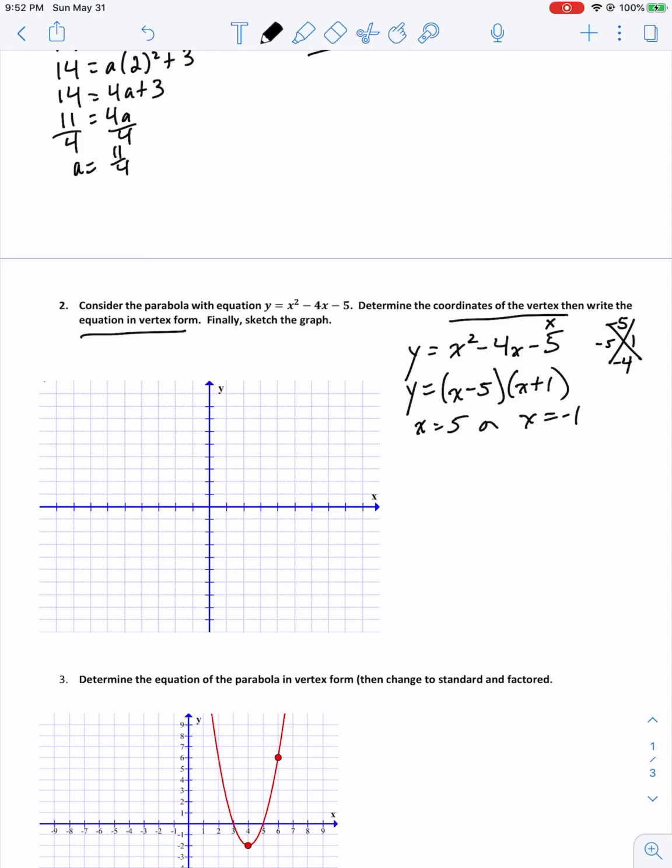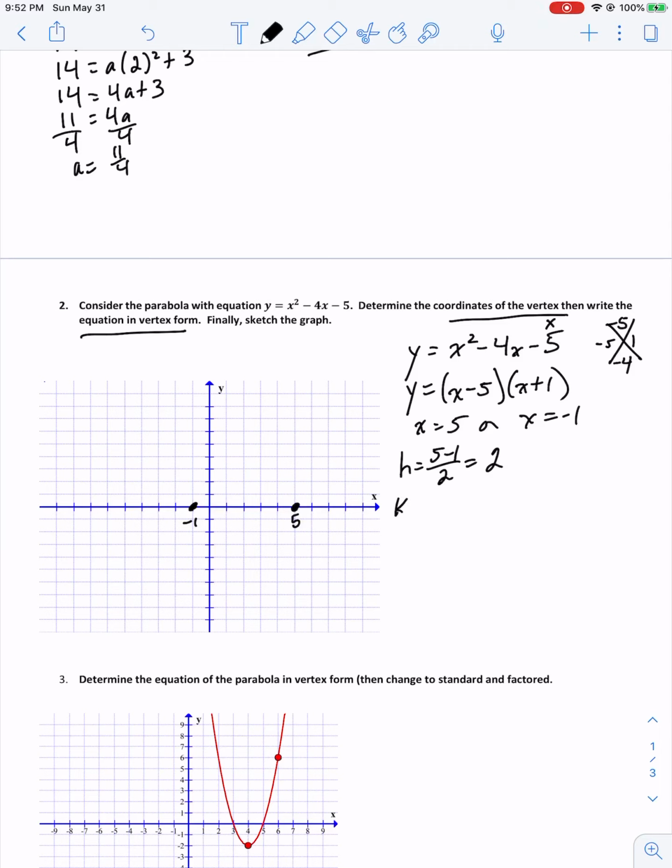So 1, 2, 3, 4. There's 5. Here's -1. Average those. So this is the h that we're actually trying to find. The x, when we just called it x before, now I'm going to call it h because it is the x coordinate of the vertex. So 5 minus 1 over 2, that equals 2.